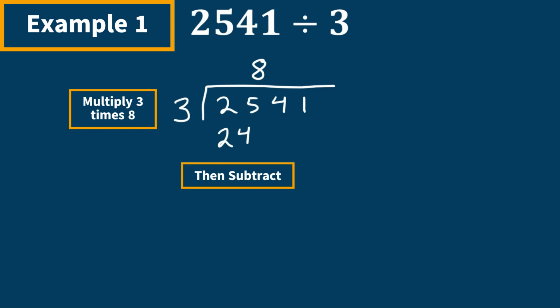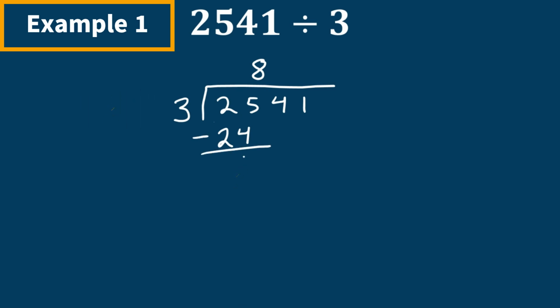What we do with this number is we subtract it from the number above. 25 minus 24 gives us 1. Since 3 cannot go into 1, we bring the next number down. How many times can 3 go into 14? 3 goes into 14 4 times, so we write that number above. Now we multiply 3 times 4, which gives us 12. Now we subtract these two numbers. 14 minus 12 gives us 2.